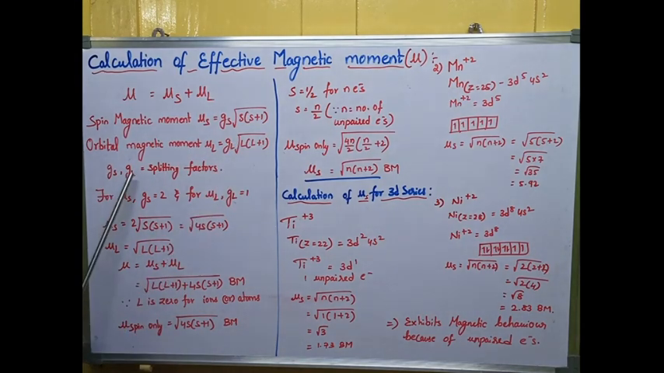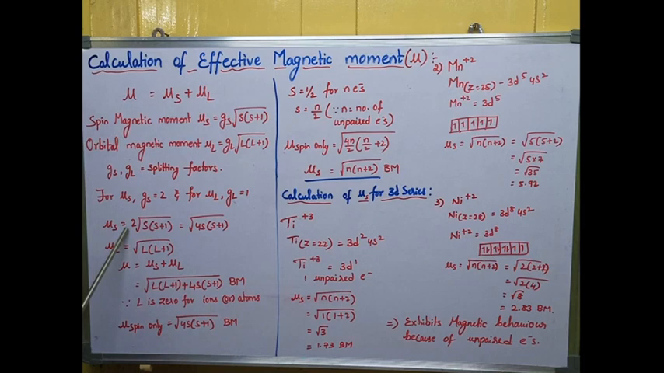So mu s, g_l, g_s, g_l are indicated with the splitting factors. And now mu s. For mu s, the g_s value is always 2. Why? Because any orbital consists of two electrons, upward spin and downward spin. So I am giving two values. For mu l, only one orbital will be there, no? So the value will be only 1. So I'm substituting the values now.